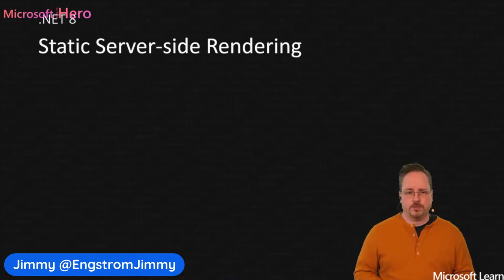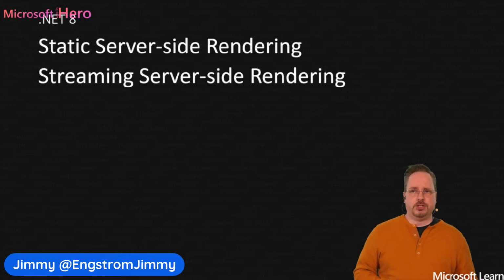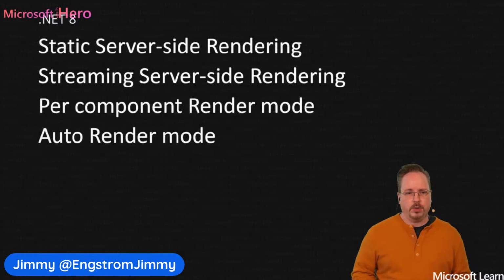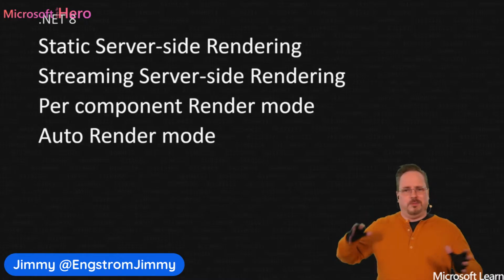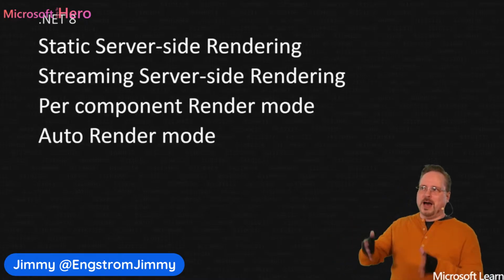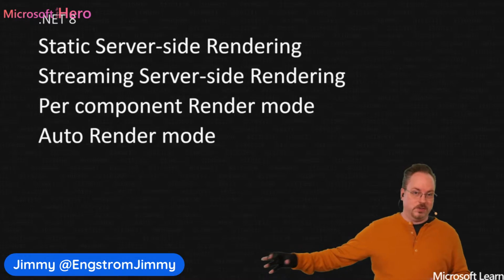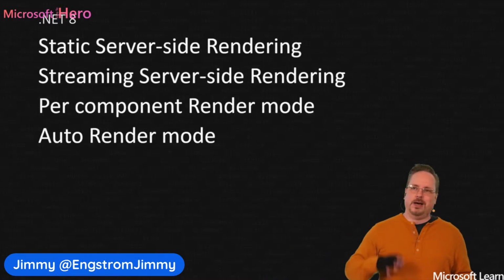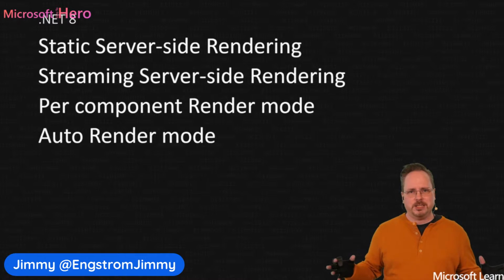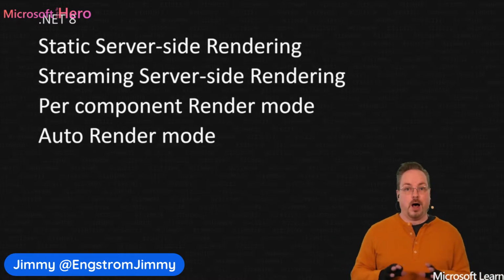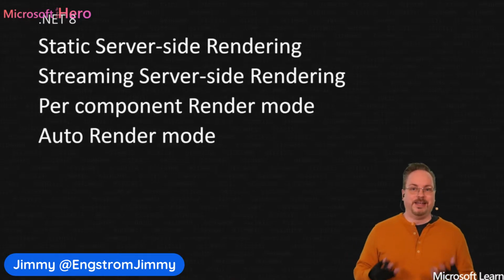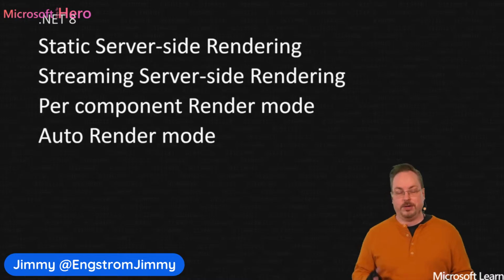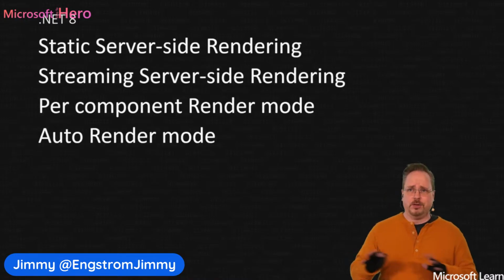In .NET 8, we got some new stuff. We got something called static server-side rendering, streaming server-side rendering, per component render mode, and also auto render mode. Now, why are we talking about .NET 8? I mean, we're now on .NET 9, and we're very close to .NET 10. Well, in .NET 8 we got all of the different render modes, and it changed the space of Blazor a lot. So this is why .NET 8 is very important for Blazor. So let's take a look at these different things.